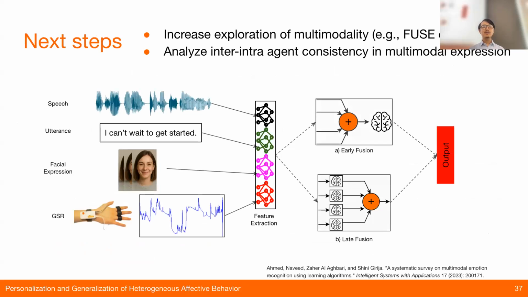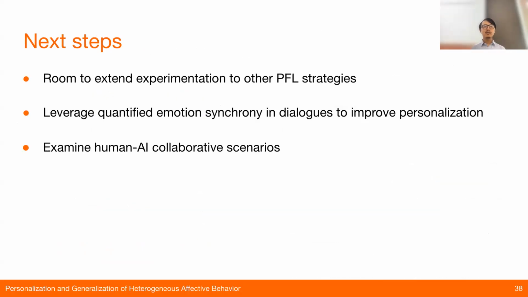The next step would be to increase the exploration of multimodality and make use of the fused data corpus that we collected in our lab and analyze the intra and inter-agent agreement in the case of multimodal expression. Another next step would be to extend experimentation with other personalized FATE learning approaches, leveraging it to quantify emotional synchrony in dialogues and to improve personalization further. And finally, the main task would be moving towards more human-AI collaborative scenarios.